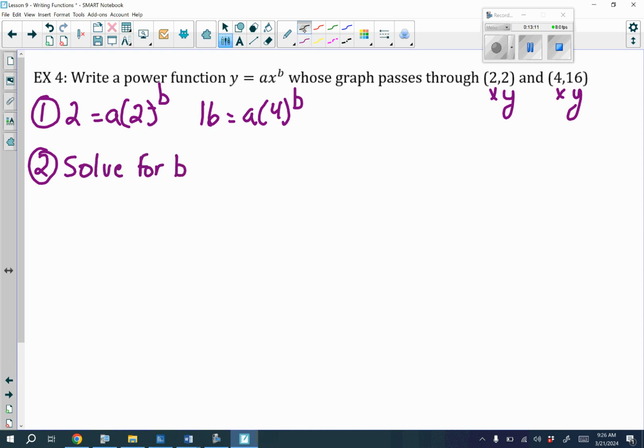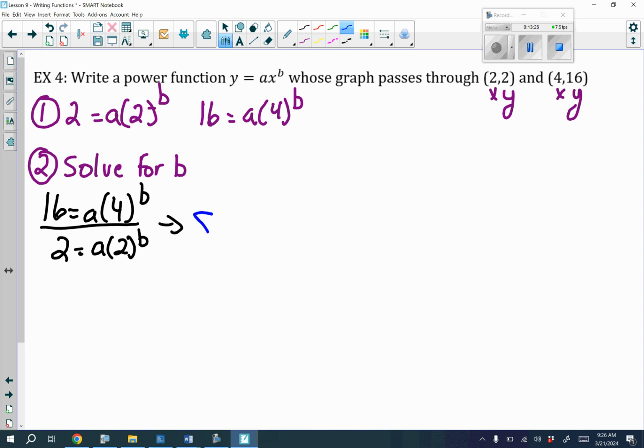Don't forget that we are going to take the one with the higher base and put that on top for our fraction. Okay, here I do 16 divided by 2. That gives me 8. The a's cancel. Now remember here that I'm going to use my exponent rule. And so that allows me to put the 4 and 2 together. I divide these two. So 4 divided by 2 gives me 2. And that'll give me 2 to the b power.